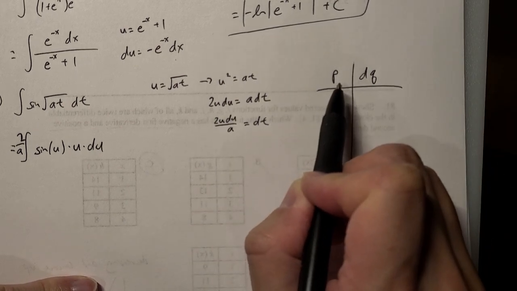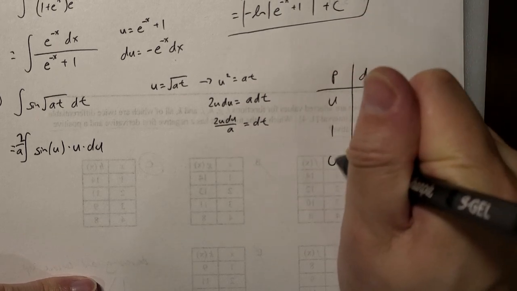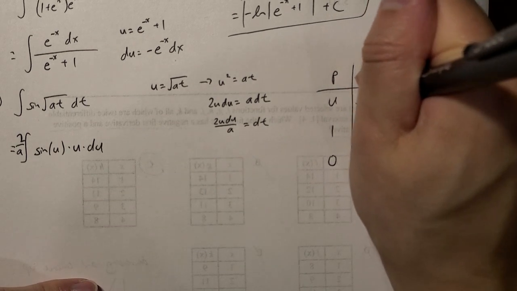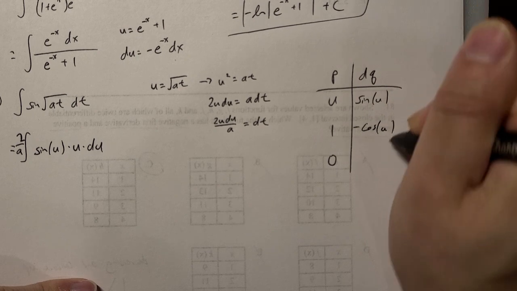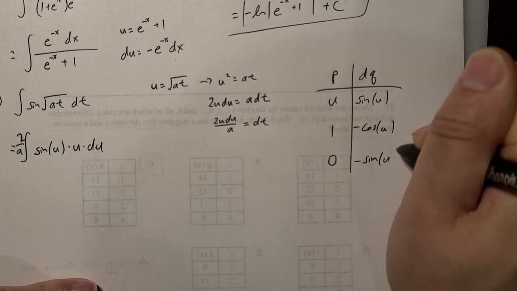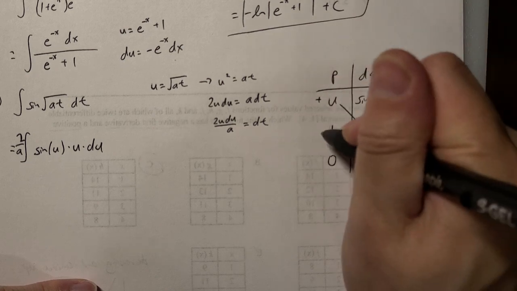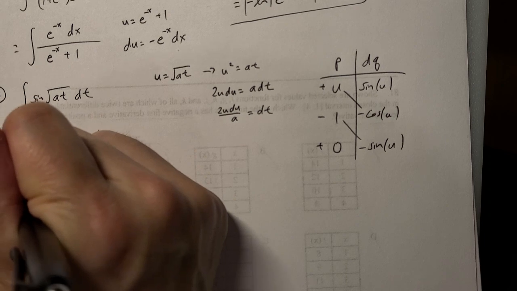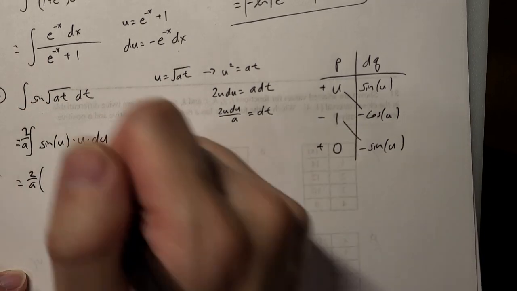So p, I want to choose as u, because we want to reduce the power. U, derivative of that is 1, derivative of that is 0. Okay? dq is what's left, sine u. We integrate just as many times. So minus cosine u, minus sine u. We go diagonally, and we alternate signs starting from plus. Okay, so we go down the diagonal, so it'll be 2 over a times minus u cosine u.